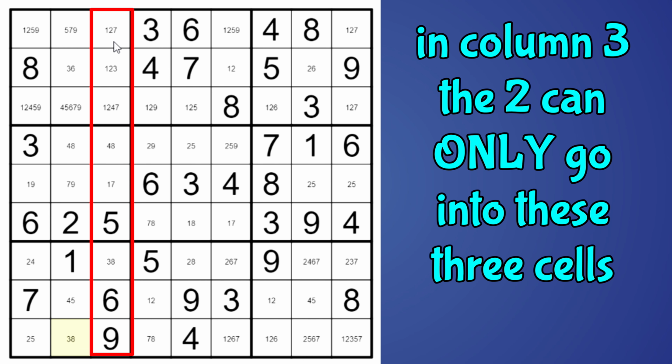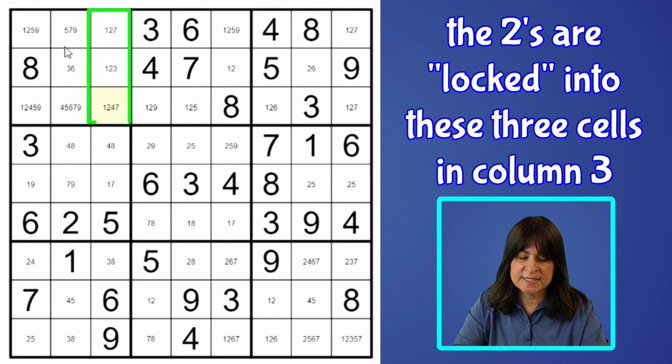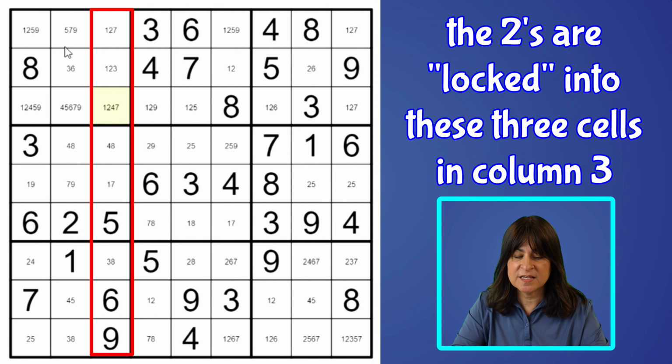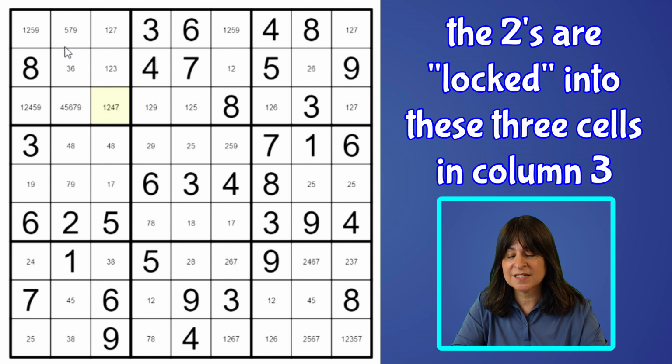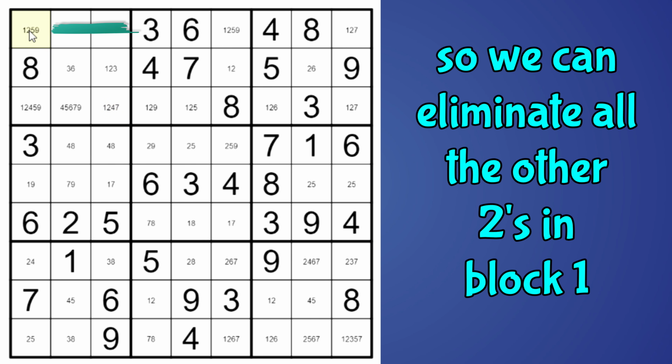Okay, now take a look at column 3. The 2s can only go into these 3 cells, and they're all in block 1, so that means there can't be any other 2s in block 1. The 2s are locked into these 3 cells. Since there are no other possible 2s in column 3, these cells are actually referred to as locked candidates, and that lets me eliminate the other 2s in block 1 because they have to be in those 3 cells in column 3. So I can get rid of the 2 here and this 2 here.